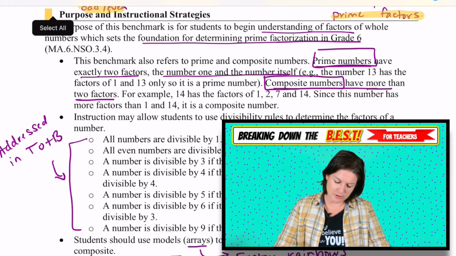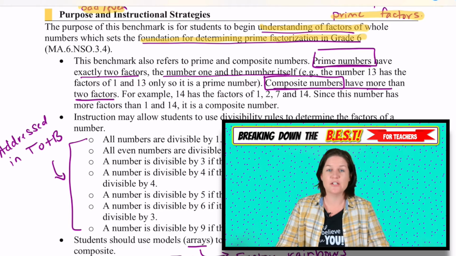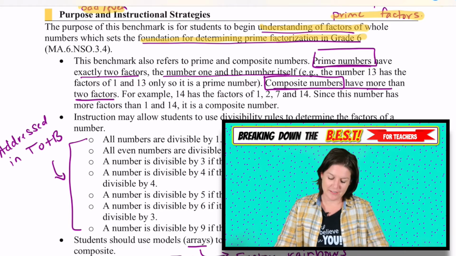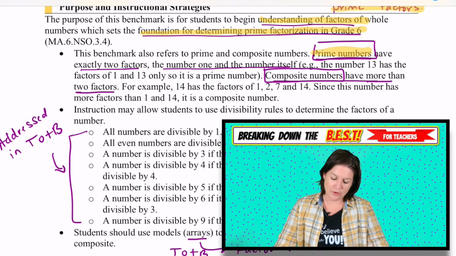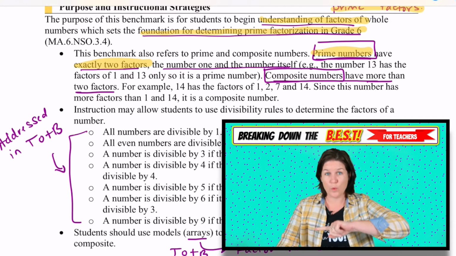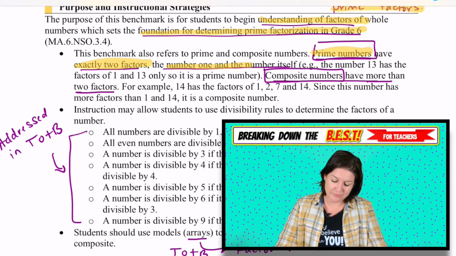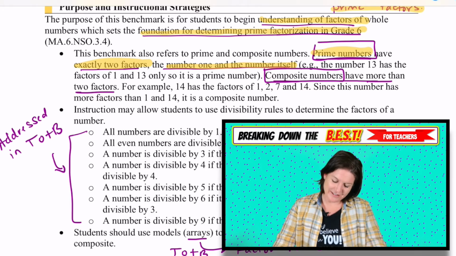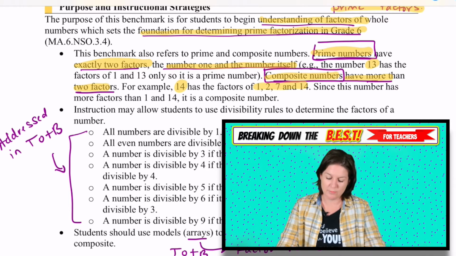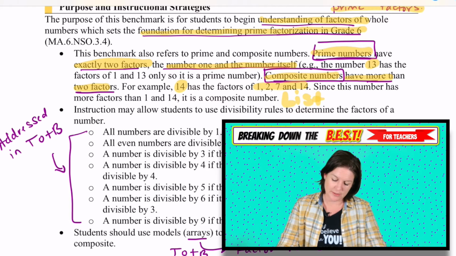Okay, it says the purpose of this benchmark is for students to begin the understanding of factors, which sets the foundation for determining prime factorization. That's what it's called, prime factorization in 6th grade. So we need to know that prime numbers have exactly 2 factors, 1 and itself. The number 1 and itself. And look, they mentioned the number 13. There are also composite numbers that have more than 2 factors, like 14 have the factors 1, 2, 7, and 14. This would be how we list factors right there.